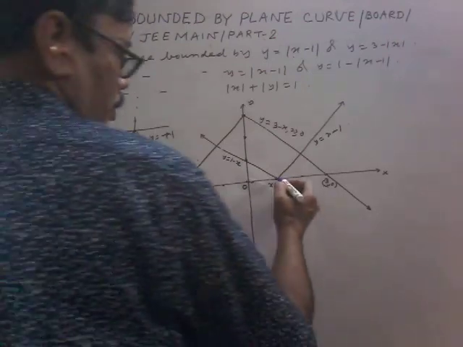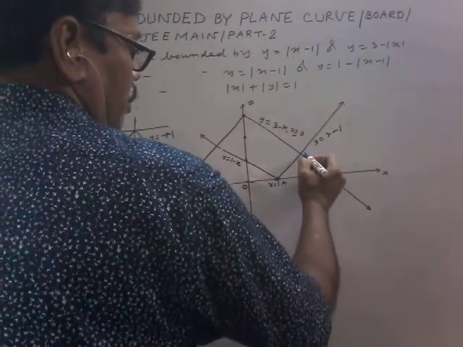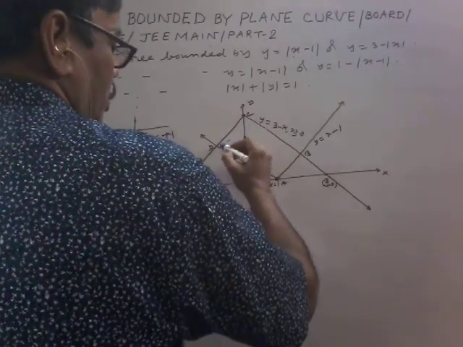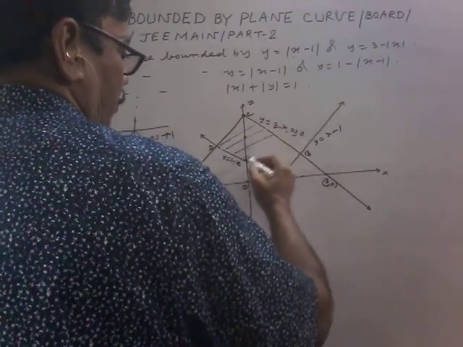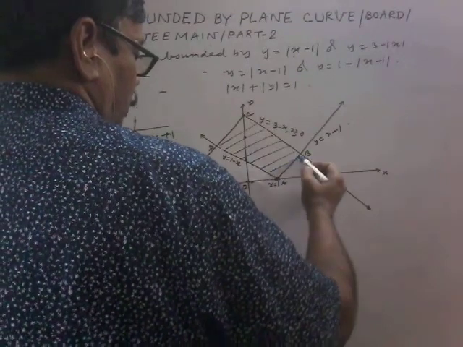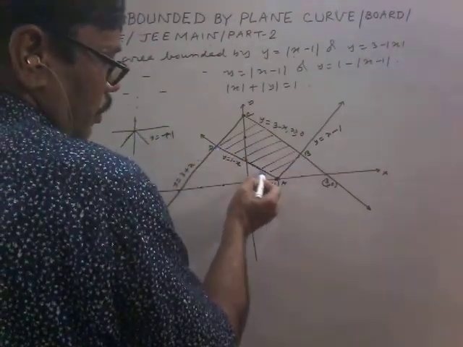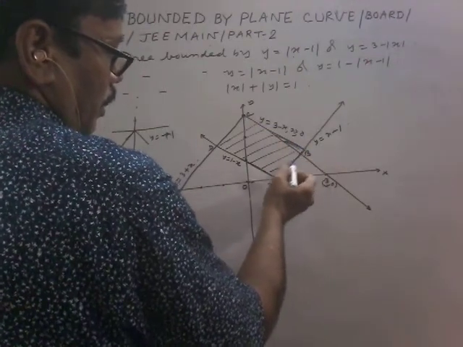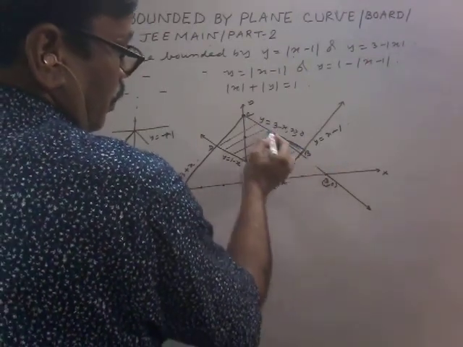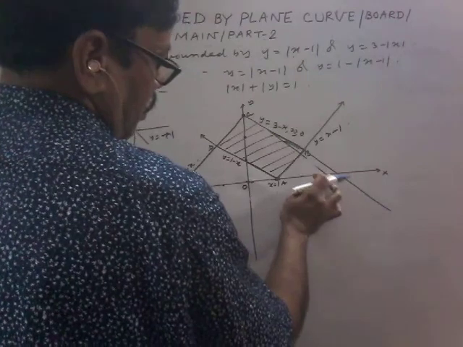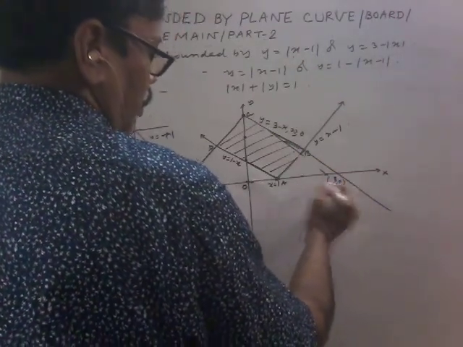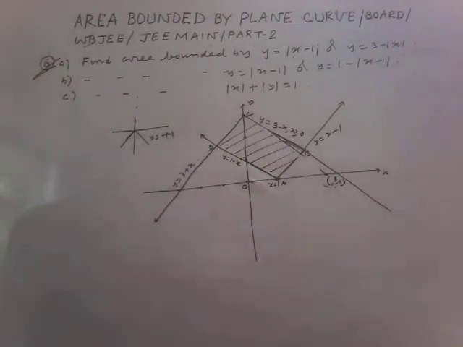So the figure is, this is A, this is B, this is C, this is D. So if you draw the figure, actually this is a rectangle. You get a figure like this. So this is 3, 0. So this is a rectangle.